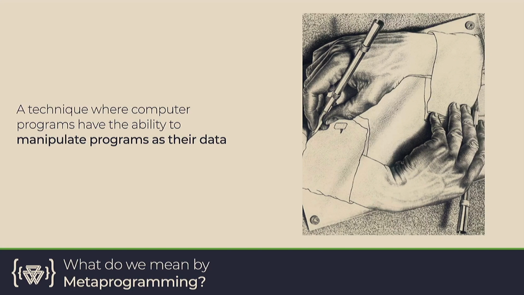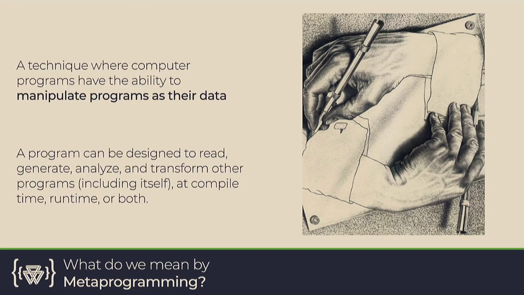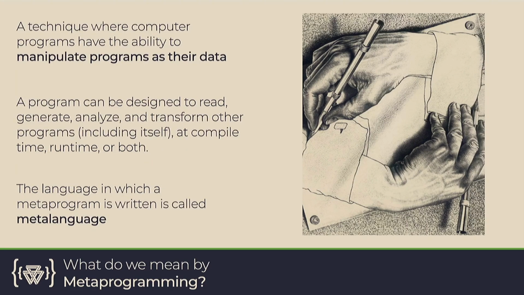Obviously, for 99% of the definitions I'll give you today, there's always an interpretation that seems trivial, and there's always one that is actually the one that people mean. And this is the first one that I'm going to give you. A program can be designed to read, generate, analyze, and transform the program, including itself, at compile time, at runtime, or both, in any combination. And still, this is a form of metaprogramming. So if you want to be very general, anything that analyzes a program can be a form of metaprogramming. Now, the language in which a metaprogram is written is called a meta-language.